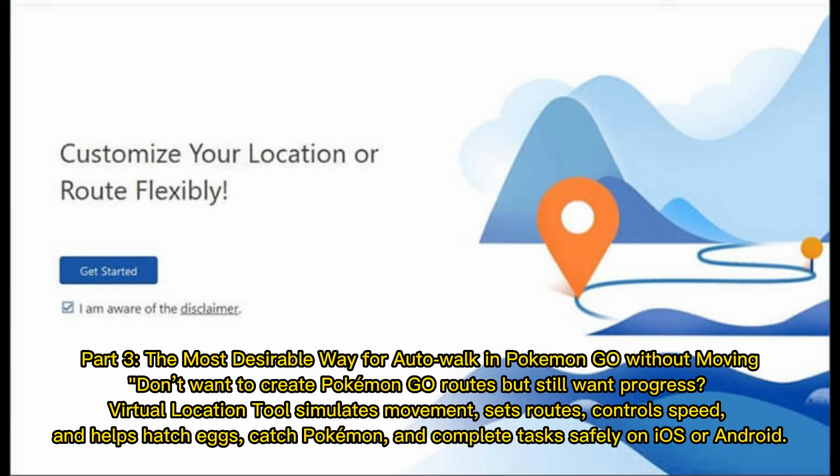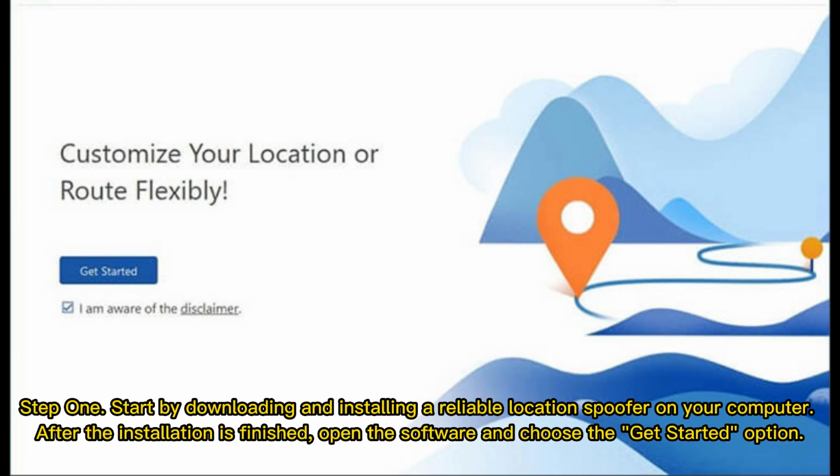Part 3. The most desirable way to auto walk in Pokémon Go without moving. Don't want to create Pokémon Go routes but still want progress? Virtual Location Tool simulates movement, sets routes, controls speed, and helps hatch eggs, catch Pokémon, and complete tasks safely on iOS or Android.